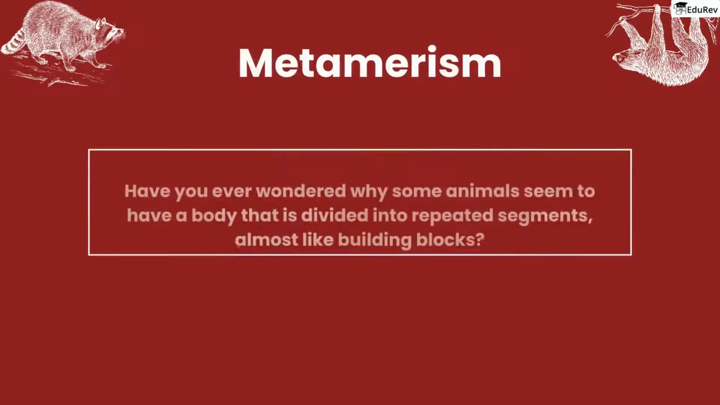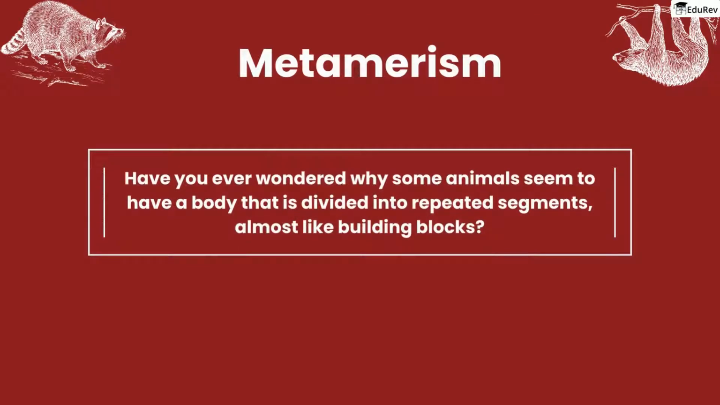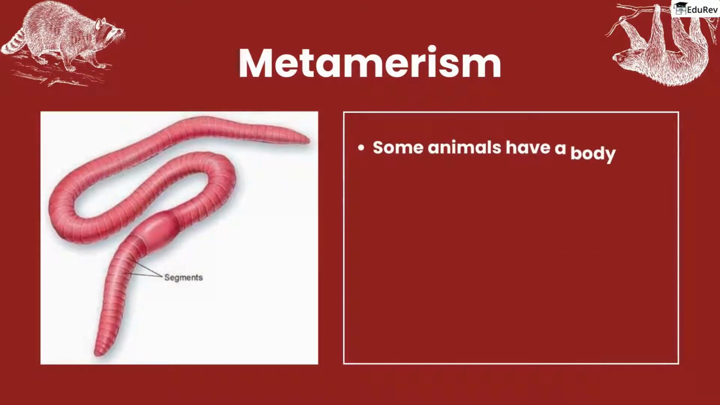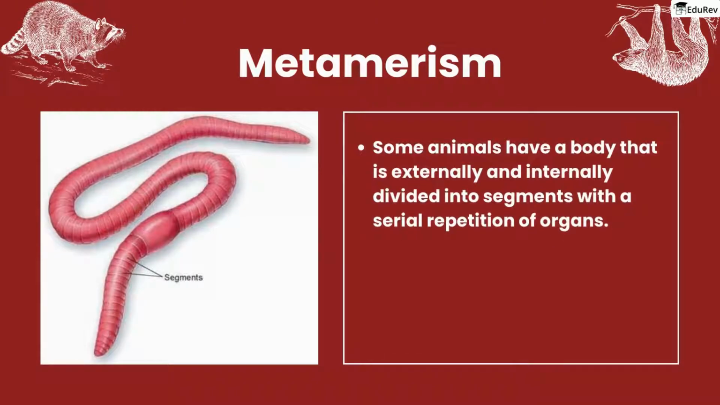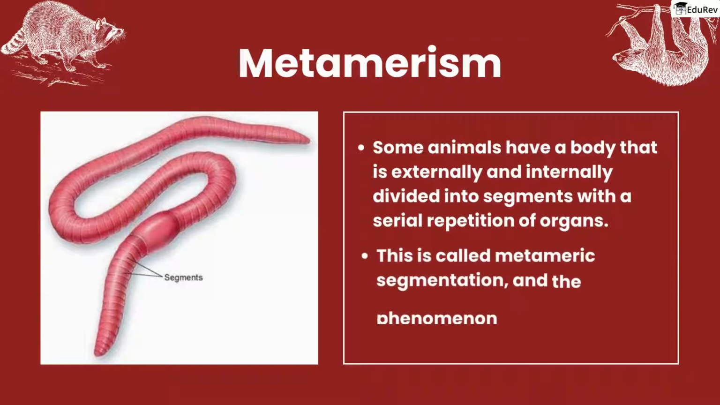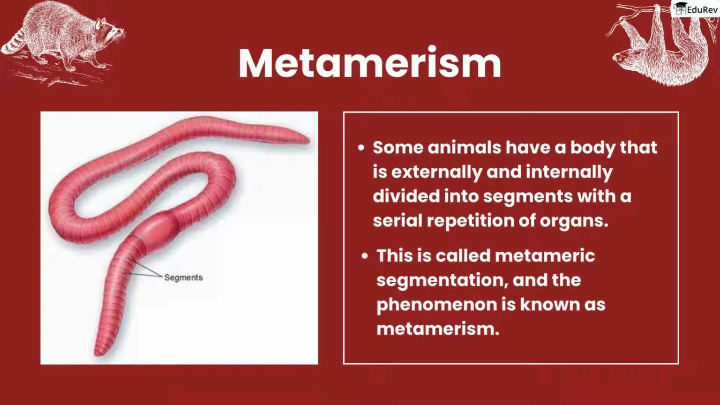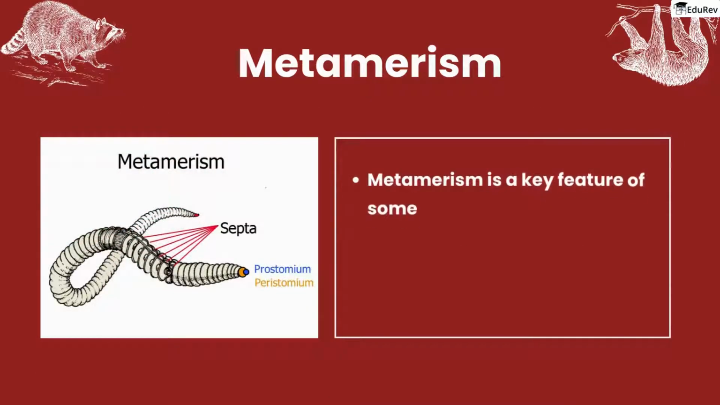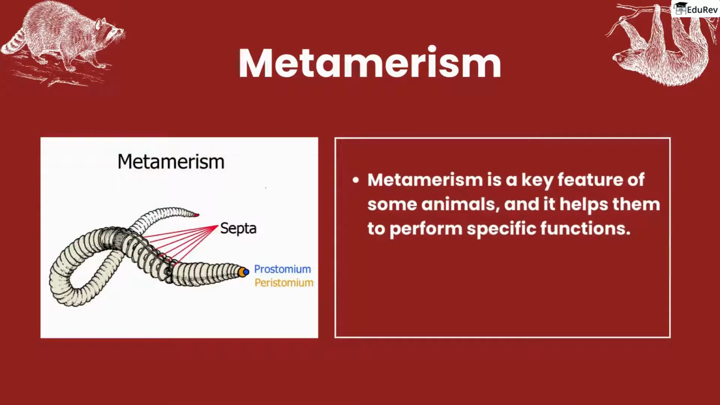Now let's understand a fascinating concept known as metamerism in animals. Have you ever wondered why some animals seem to have a body that is divided into repeated segments, almost like building blocks? This is because some animals have a body that is externally and internally divided into segments with a serial repetition of organs. This is called metameric segmentation, and the phenomenon is known as metamerism. Metamerism is a key feature of some animals, and it helps them to perform specific functions. One such animal is the earthworm.